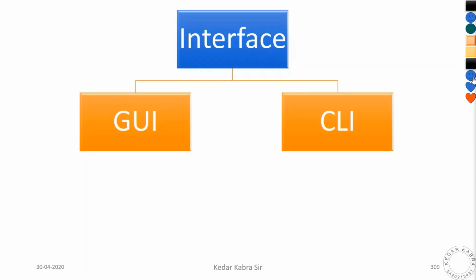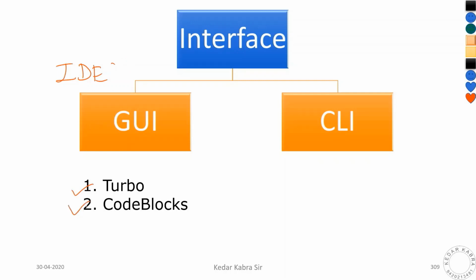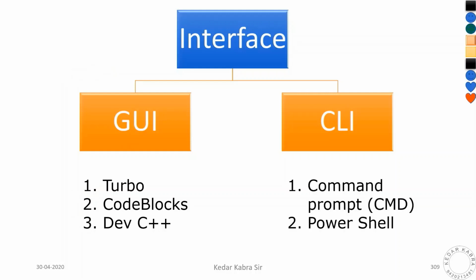Hello friends, in the last video we have seen interface and its types. In GUI mode we use IDEs like Turbo, CodeBlocks or Dev C++ for developing, compiling and executing programs. In CLI mode we execute programs through command prompt or terminal.